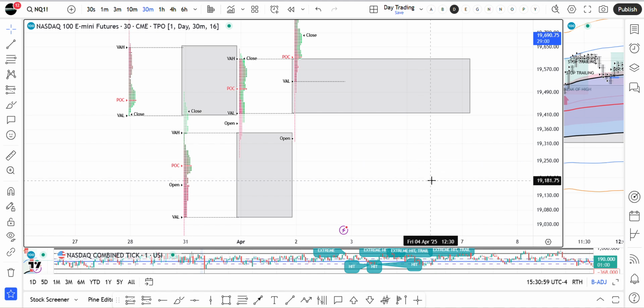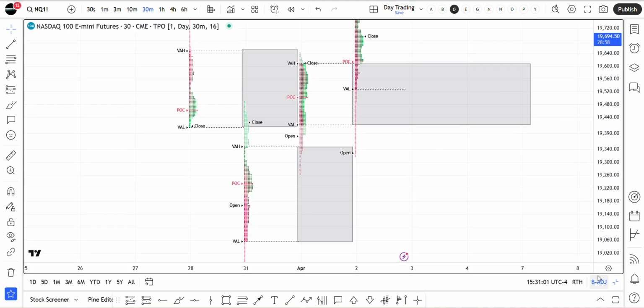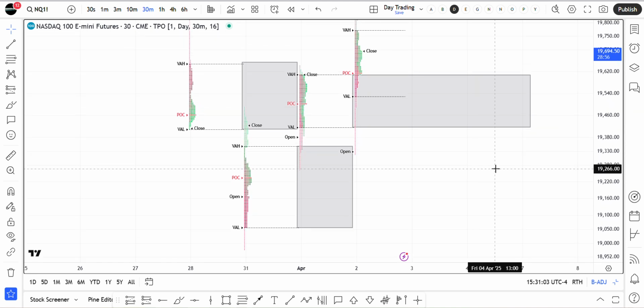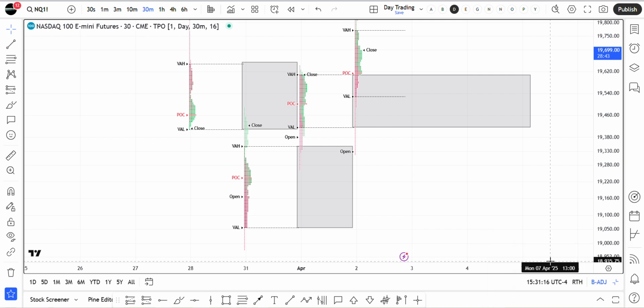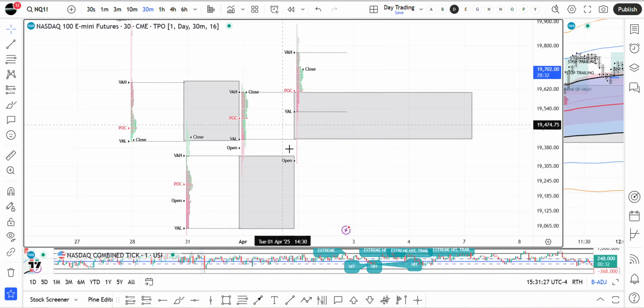Also this, let me just make this full screen. When you're trading Nasdaq, S&P, Russell, Dow Jones, do not use ETH. Always use RTH when you're building out composites and when you're building out your market profile narrative. Okay, now I've got that.